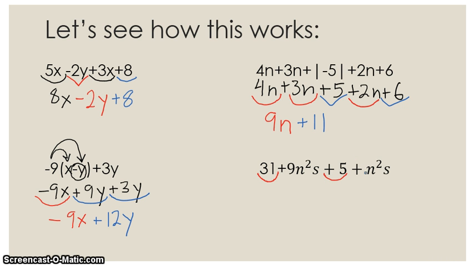Now, this n squared s, there's nothing in front of it, which means I can put in the 1, because if there's nothing in front of it, it's just an invisible 1. So I have positive 9n squared s and positive 1n squared s. So now I can go ahead and combine everything that matches. 31 plus 5 will give me 36. And then positive 9n squared s and positive 1n squared s, I combine them.